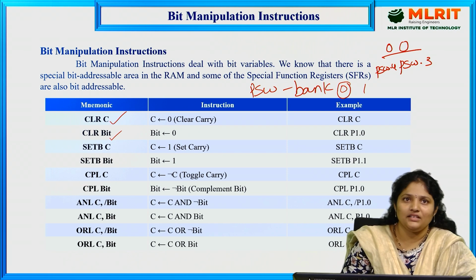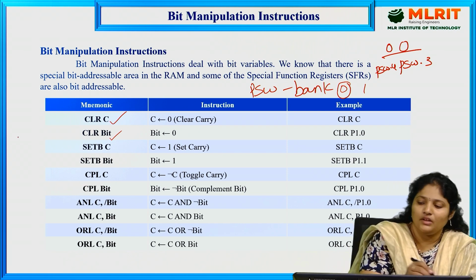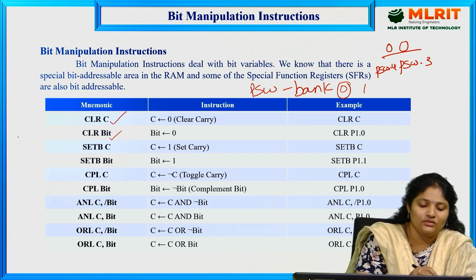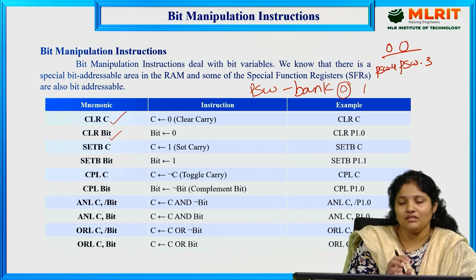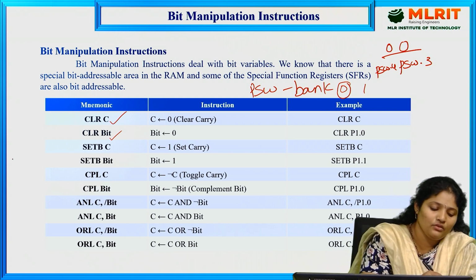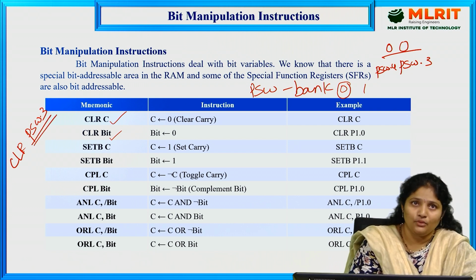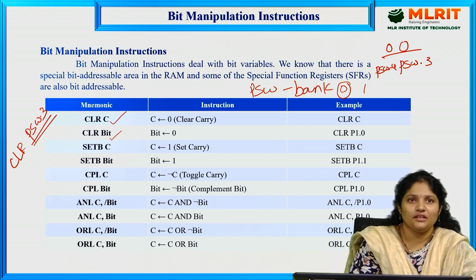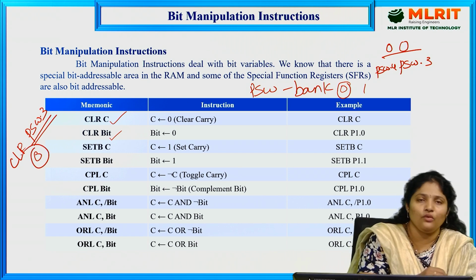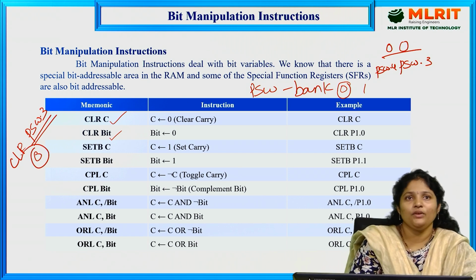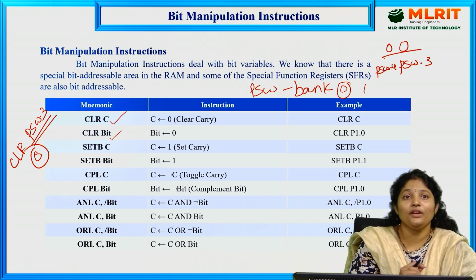So how do we write the clear instruction? If we want to clear PSW.3, that is, set it as 0, you can write CLR PSW.3. This bit position in the program status word will be cleared and will have the value 0. Like this, you can instantly change a bit, or you can set it also.